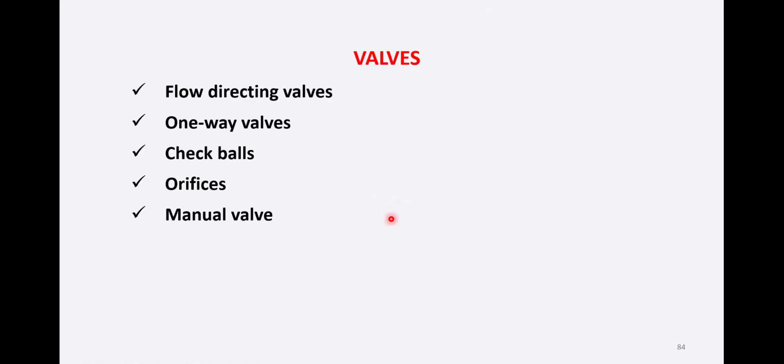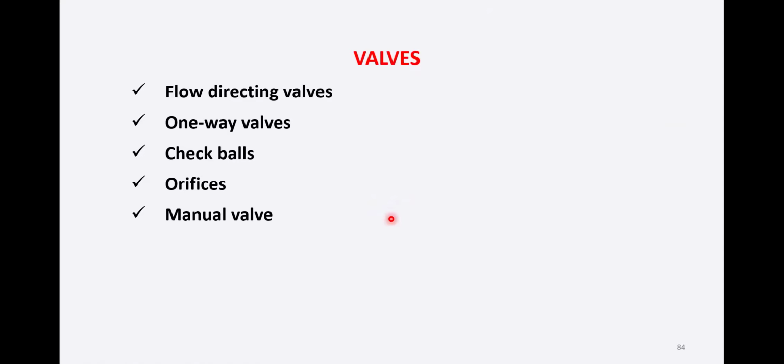So, types of valves: from your hydraulics knowledge, there are 5 types of valves which we are using in the valve body or in the automatic transmission or transaxle. That is flow directing valves, one-way valves, check valves, orifices, and manual valves. Let's see if you are familiar with these.